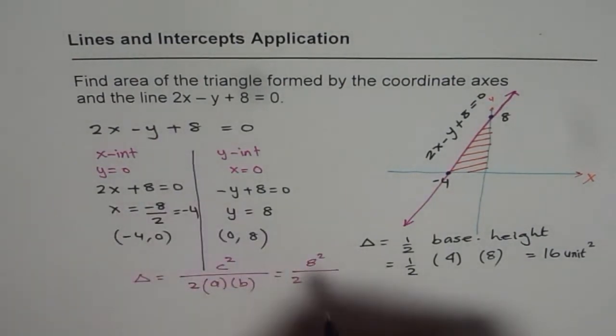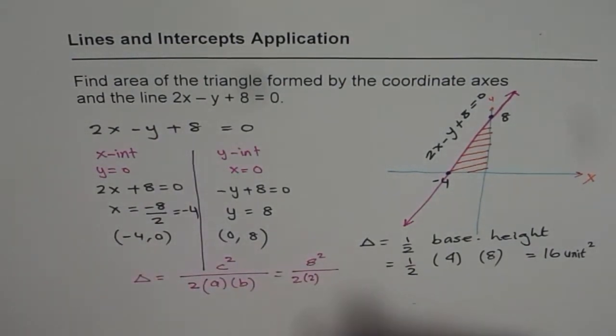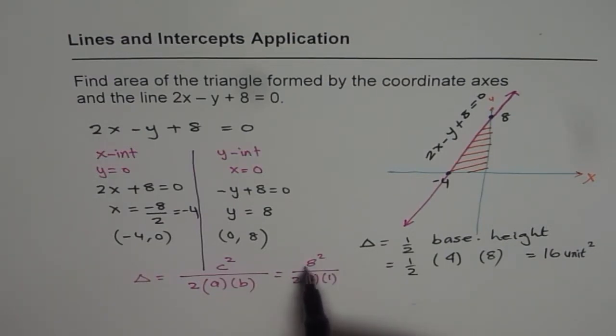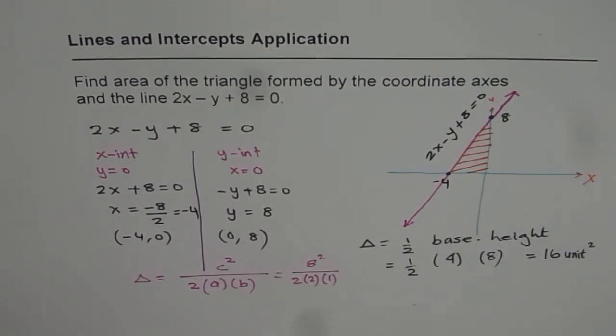A is 2 for us. And B is, we'll not write minus 1, we'll write 1, right? 8 square is 64. And 64 divided by 4 is indeed 16. Do you see that? So the formula works. It's a very good formula. You can always apply this formula to a multiple choice question and get your answer. That is the whole idea, right? And save your time at a critical moment.